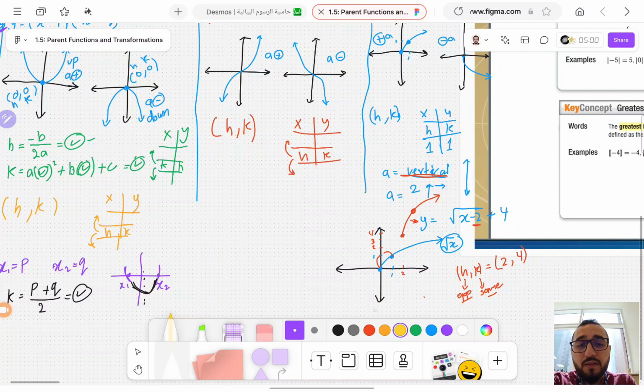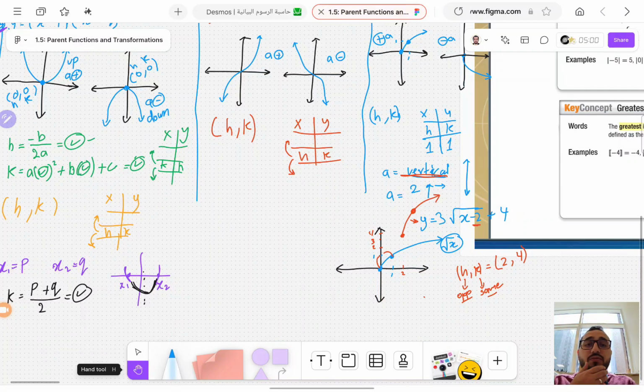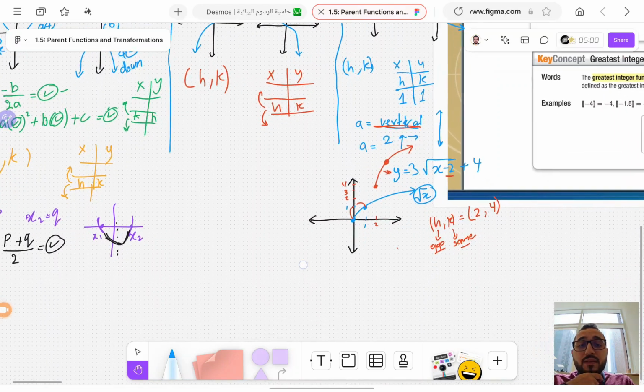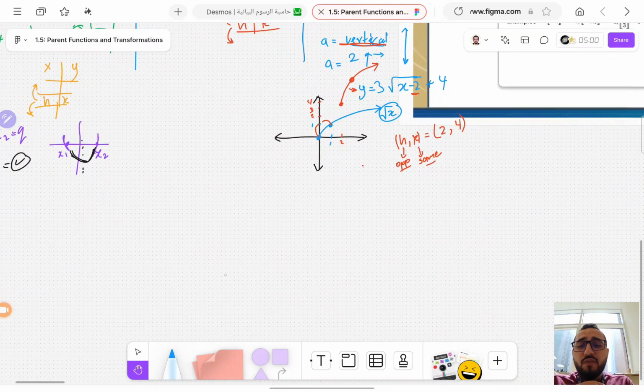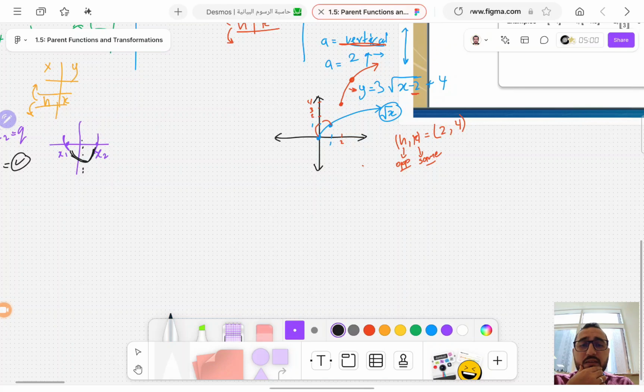Okay, let me try this one back. So this is the square root function. Now for the square root function, we have 4 graphs that we can draw. Let me just show you. The first square root starts from 0 and goes to this one. So this is when A is positive.